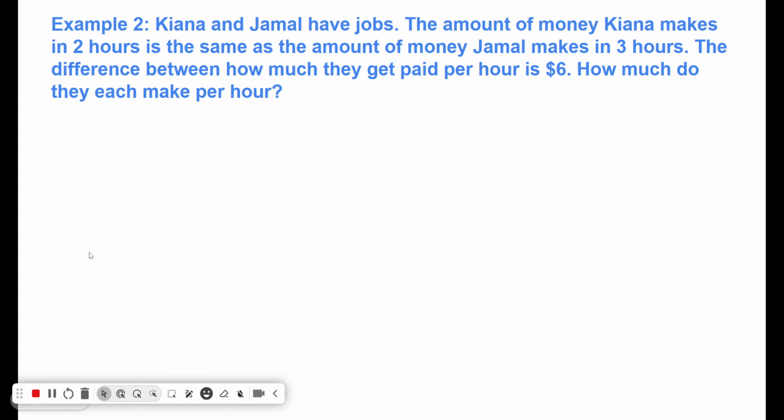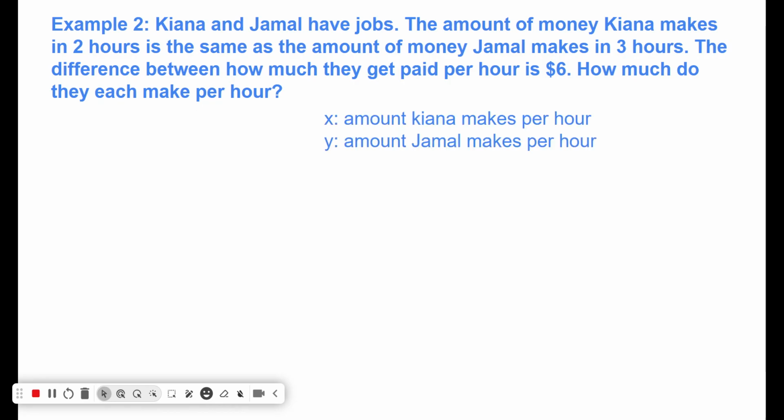Example 2. Kiana and Jamal have jobs. The amount of money Kiana makes in 2 hours is the same as the amount of money Jamal makes in 3 hours. The difference between how much they get paid per hour is $6. How much do they make each per hour?